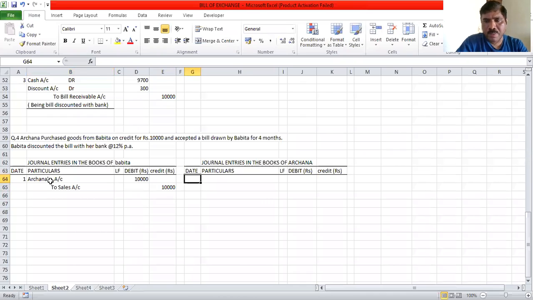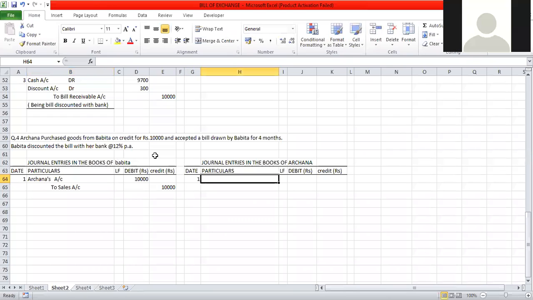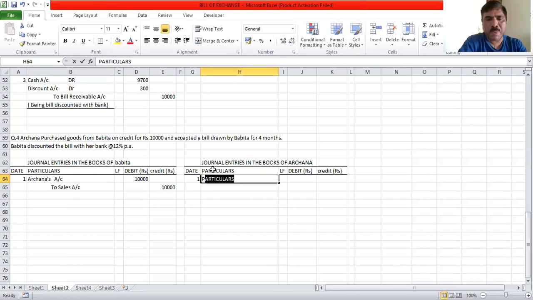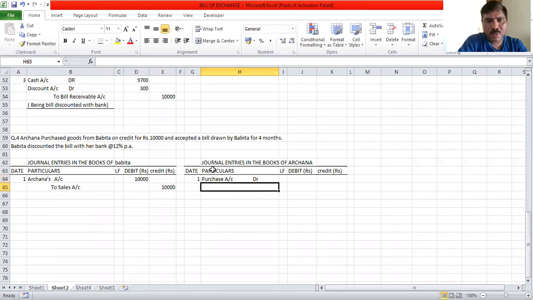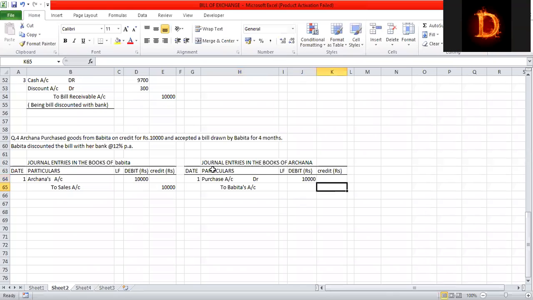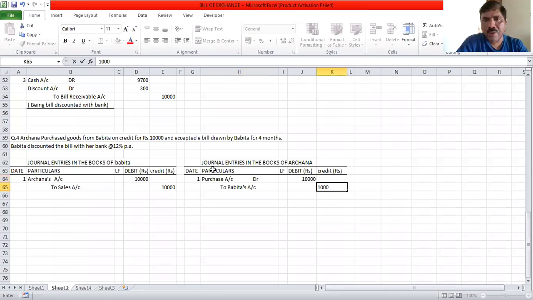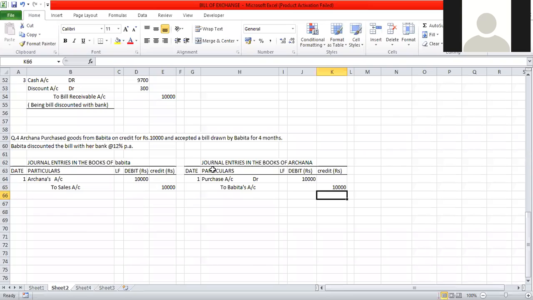And in the books of the drawee, what entry do I have to pass? Archana is purchasing goods. Purchase will be an expense, therefore we debit it. Purchase account debit to Babita's account. Why should Babita's account be credited? Sir, she is the drawer. The seller is the giver of the goods, therefore Babita's account should be credited. Are you clear? Yes, sir.